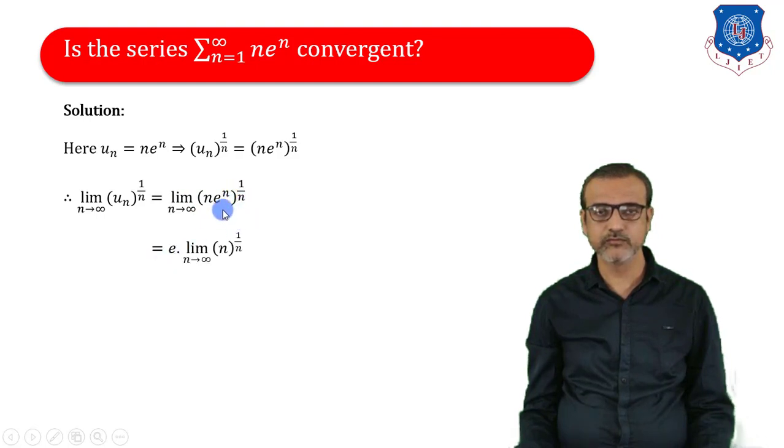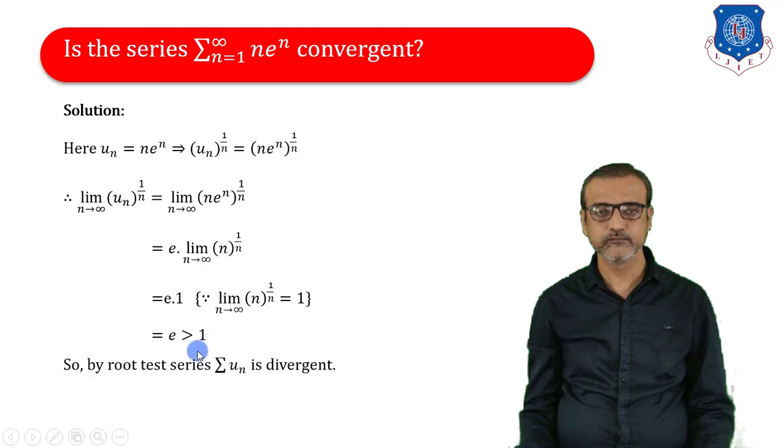So this is equal to, if you simplify, e raised to n the whole raised to 1 upon n becomes e, multiplied by limit n tends to infinite n raised to 1 upon n. Now this e will be as it is, and we have limit n tends to infinite n raised to 1 upon n equal to 1. So this limit equals 1. Now if you multiply e by 1, the result is e, and the value of e is 2.718281, which is greater than 1. So by root test, series sigma un is divergent.